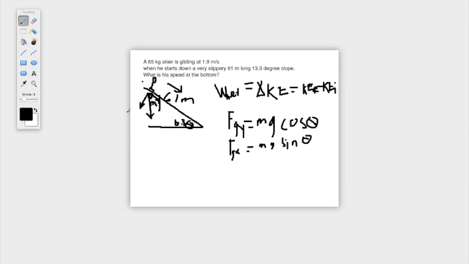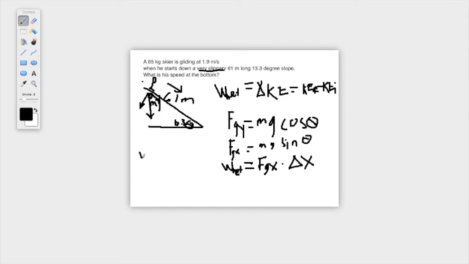So since there's no other forces, and it's very slippery, we're just assuming frictionless. So this is our only force. Basically, we can just multiply that by the displacement. So W net equals Fgx times displacement. Now I'll give you the net work, and then we can plug it back into the work energy theorem.